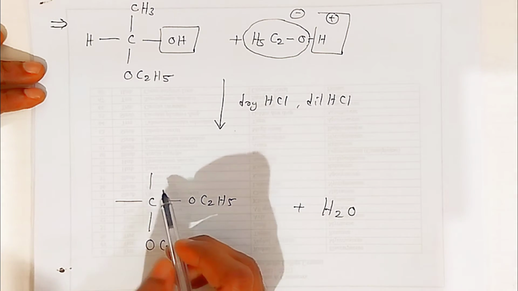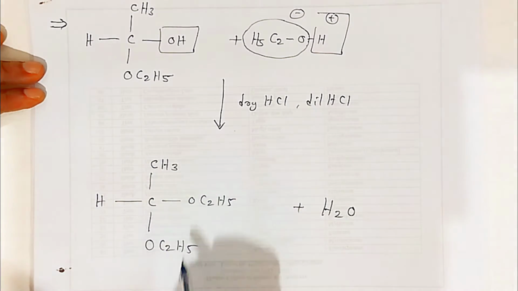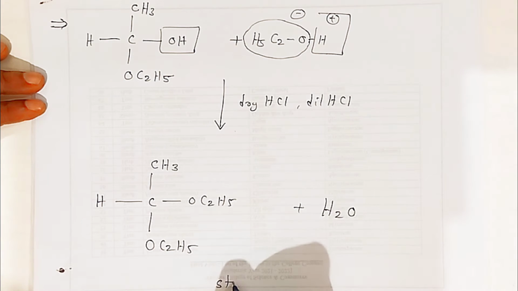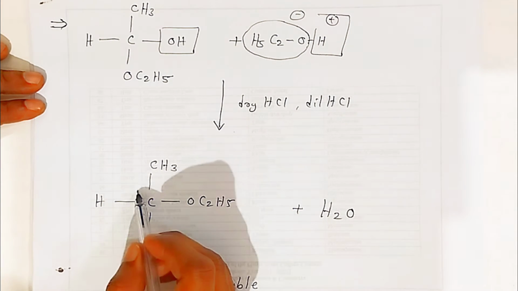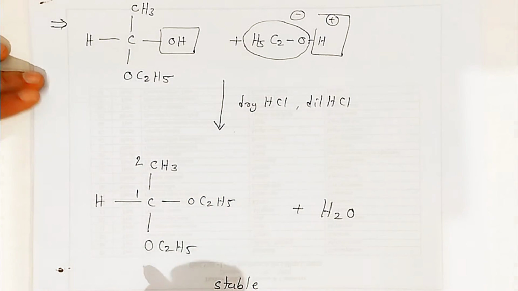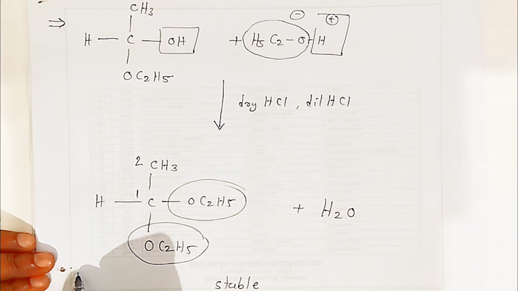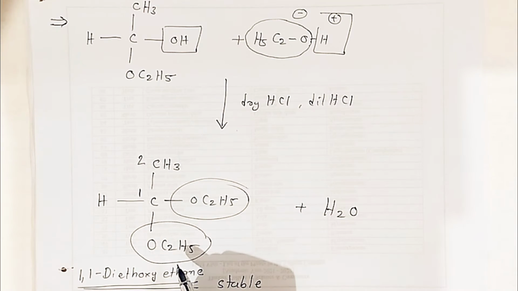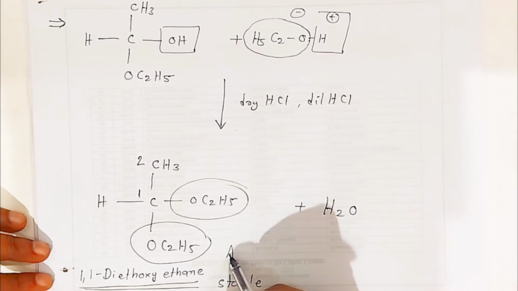So here 2 ethoxy groups are added to this aldehyde, acetaldehyde. This is your acetaldehyde, and 2 ethoxy groups are there. So this is a stable product. Now it is stable and it is called 1,1-diethoxyethane. This is the first carbon and this is the second carbon. So at carbon number 1 you have 2 ethoxy groups, so it is 1,1-diethoxyethane. This is the stable product. This is also called acetal.